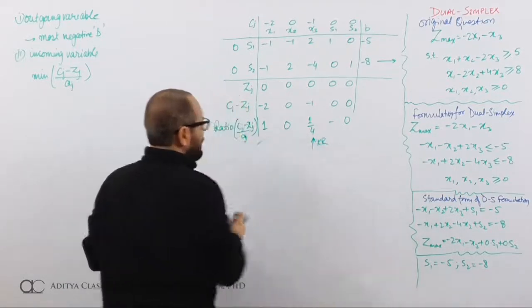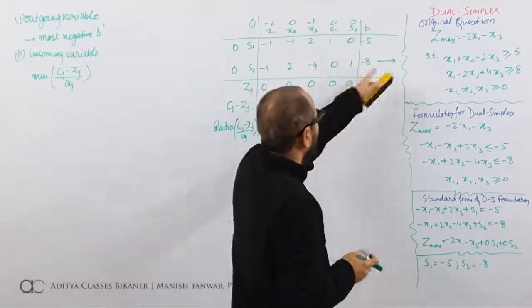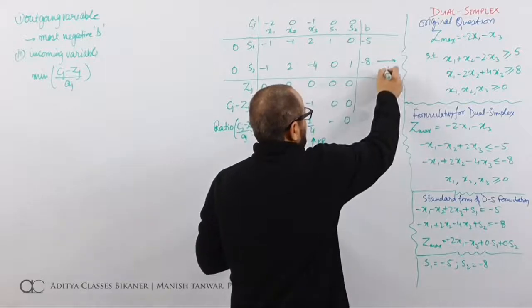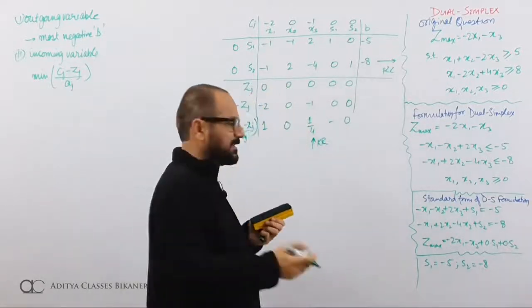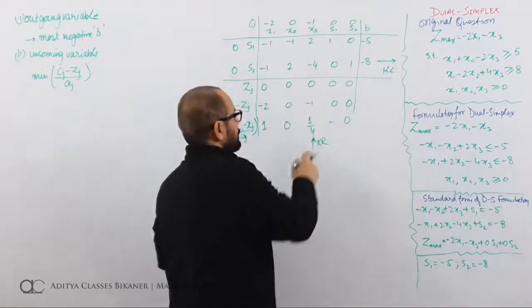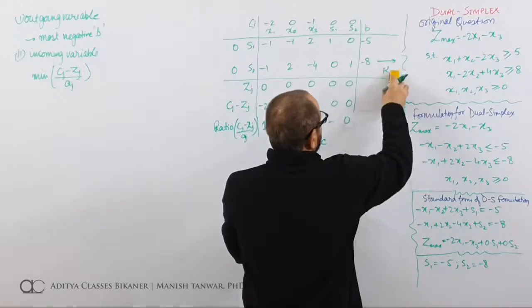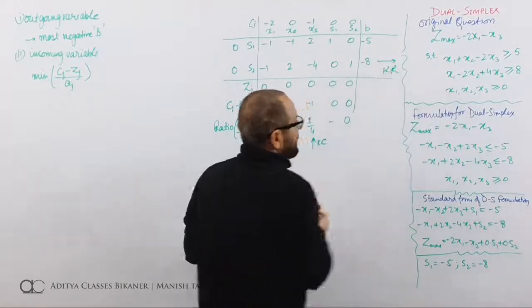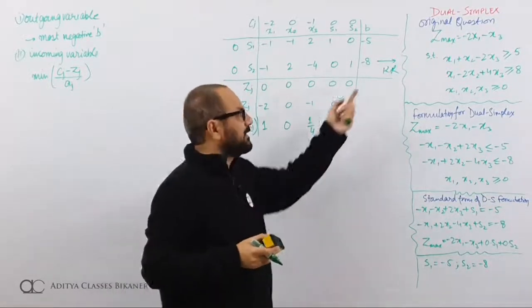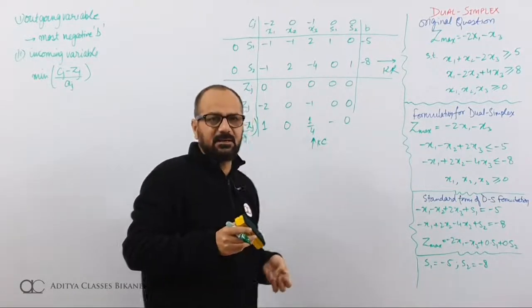So I have my key row. Once I have my key row, I have my key column. In simplex, first we got key row, then we used to get key column. This time we, oh sorry, I'm writing it opposite. This will be key column. This will be key row. In simplex, first we used to get key column and then we used to select key row. This time we are first getting key row and then we are selecting our key column.